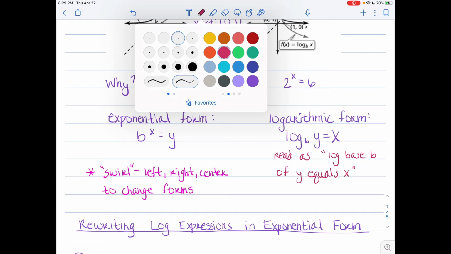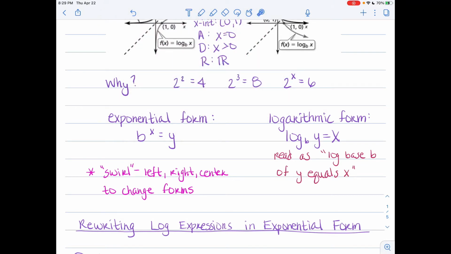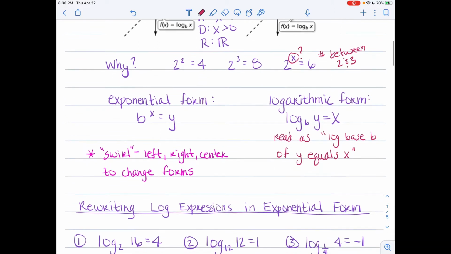We can't solve for this x when it's stuck in an exponent. But with logs and our ability to rewrite from exponential form to logarithmic form, we can actually solve for x. So right now, this is a question mark. And I can see that it's got to be somewhere between a value of 2 and 3 because 6 is between 4 and 8.